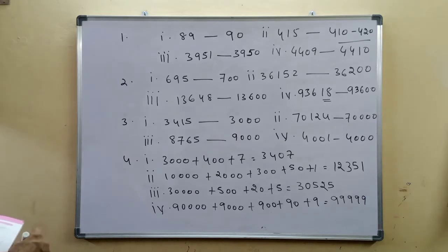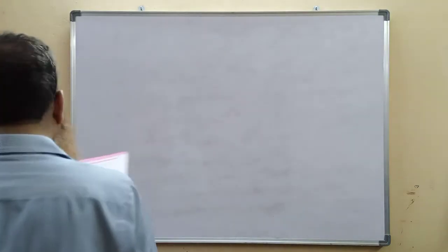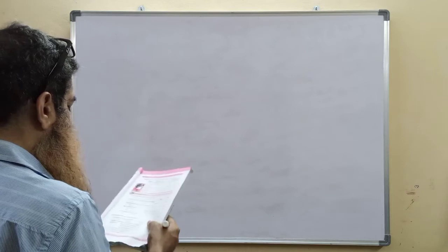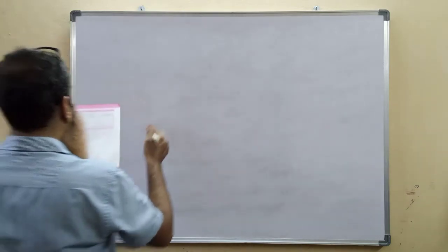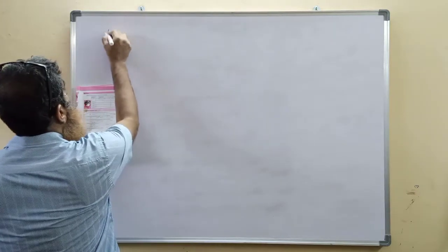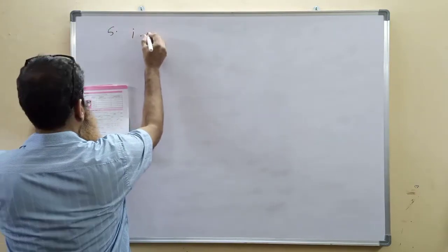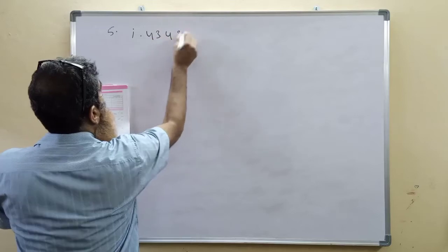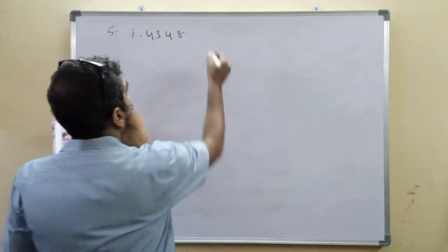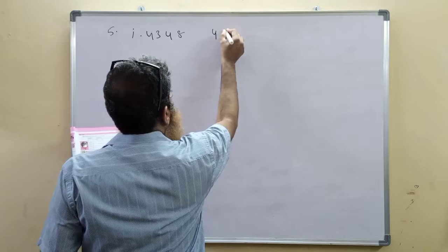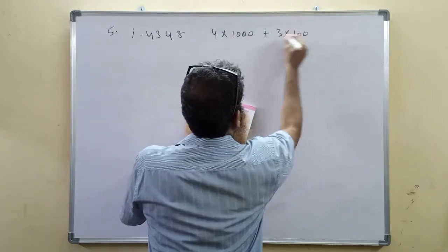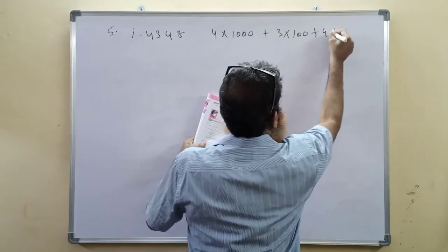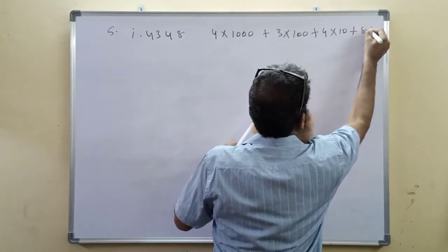We have one more question left. The last and fifth question in exercise 1.2 of our first chapter, Knowing Our Numbers. The question is: write the expanded form of the numbers. Fifth question, first bit is 4,348. We have 4 into 1,000 plus 3 into 100 plus 4 into 10 plus 8 into 1.